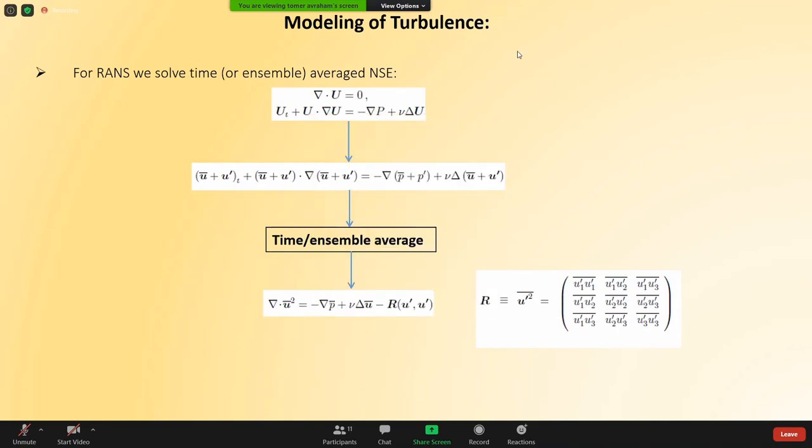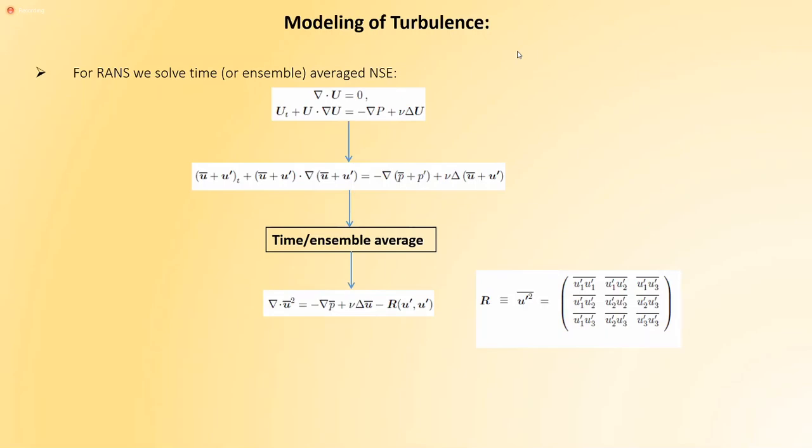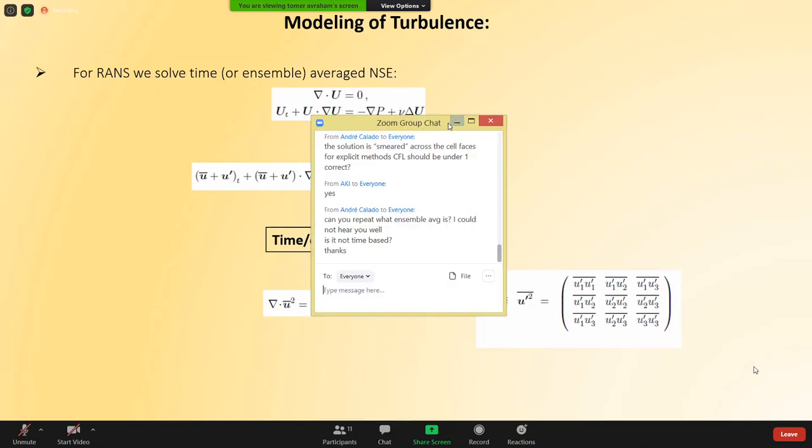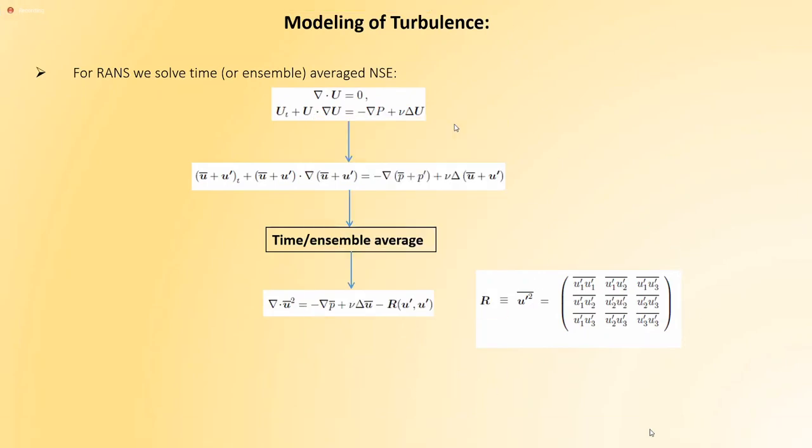Can you repeat the ensemble average? What the ensemble average is: it is not time-based. It's like taking an experiment and repeating it over and over, getting a result every time, and then dividing by the number of times you took the experiment, instead of making just one experiment and doing a time average of it. It's very important because otherwise you cannot do this.